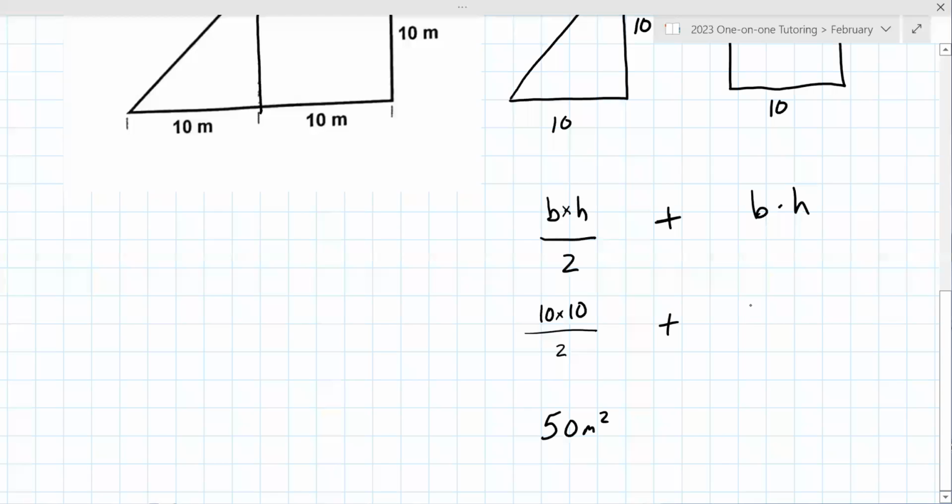You're multiplying 10 times 10. You've added a couple of times. Yes. So 150 meters squared. Yes. Very good.